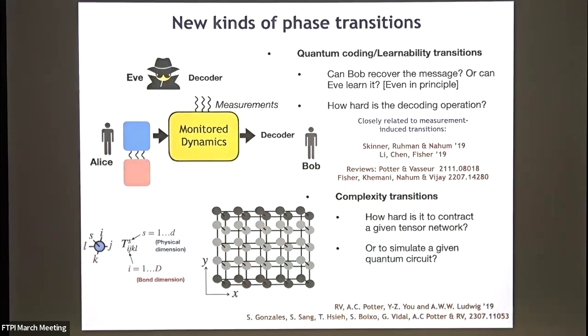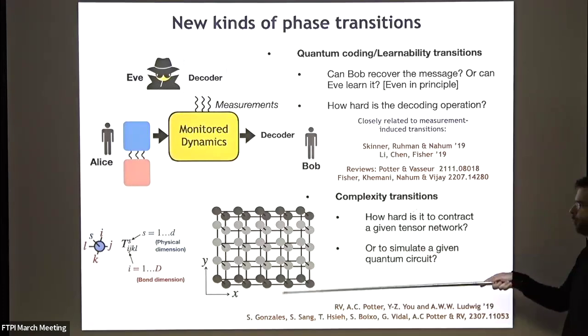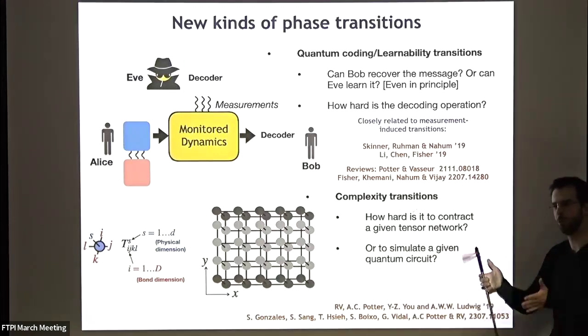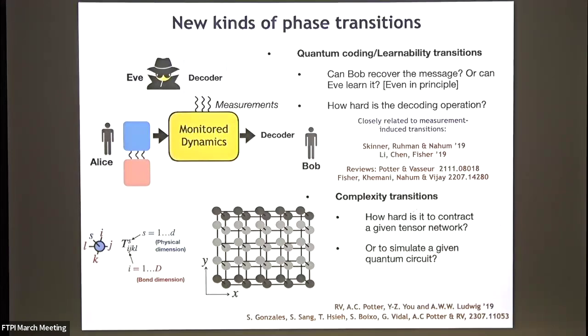I won't talk really about this today, but let me briefly mention that there is a related class of transitions known as complexity transitions, which occur when you start thinking about the complexity of subtasks. You'll notice this is very different from the traditional thermal or quantum phase transitions we all think about. Here you're thinking of, say, a tensor network, you're a numerical person, and you ask how hard is it, in a complexity sense, to actually contract that tensor network? Or how hard is it to simulate a given quantum circuit? And it turns out that answering those questions is not a binary yes or no answer, but there are actually also phase transitions, and you can use some of the language of condensed matter to answer them.